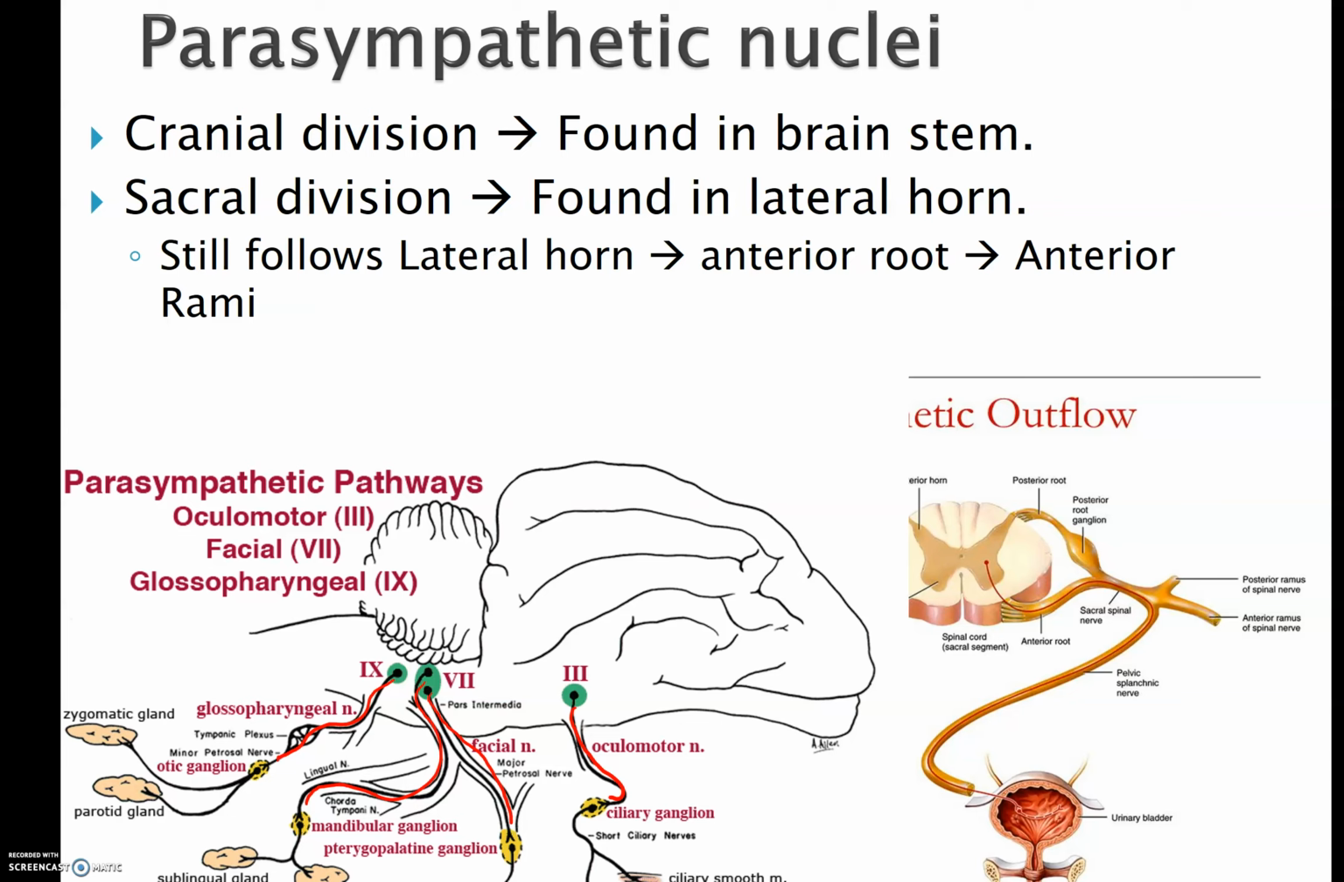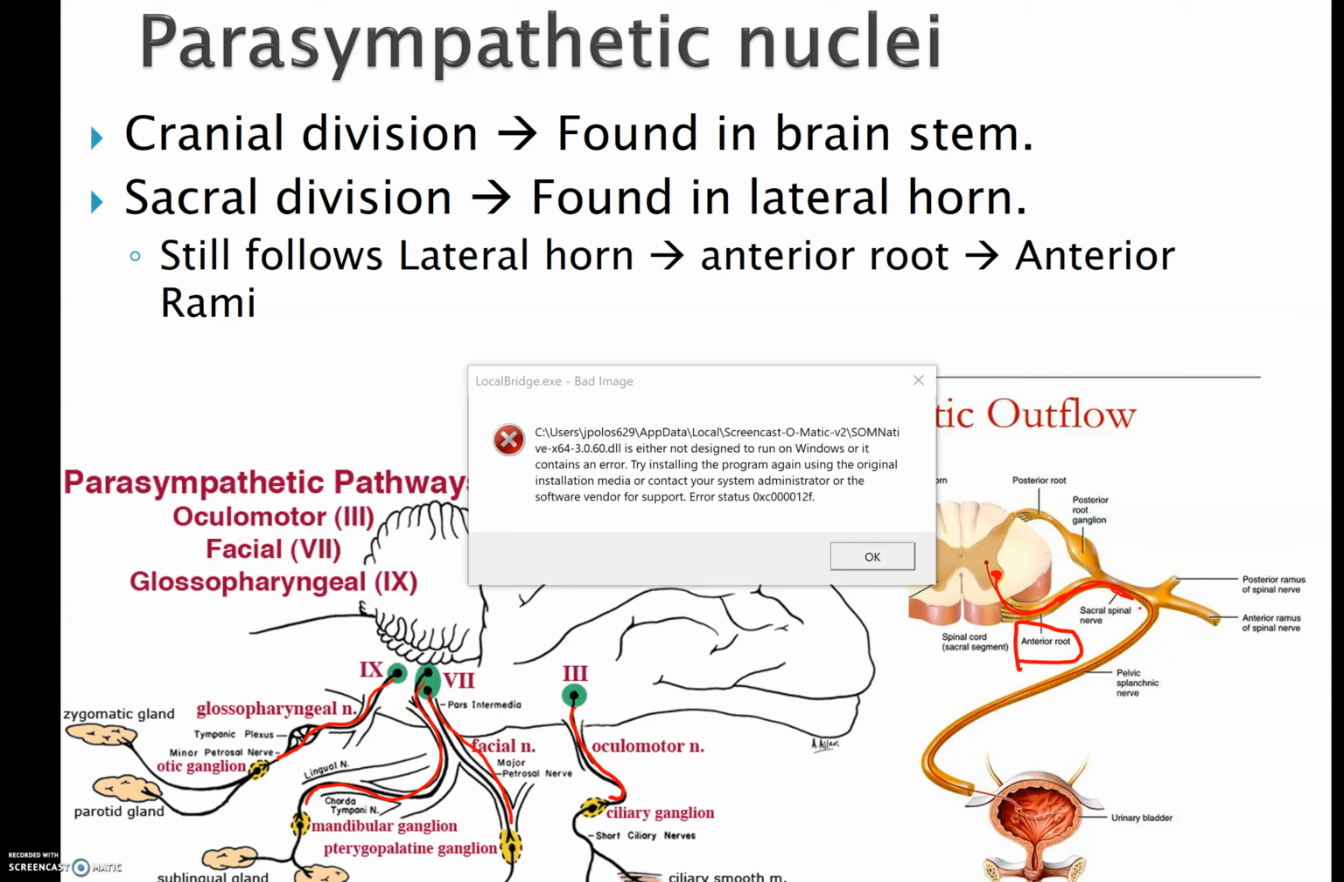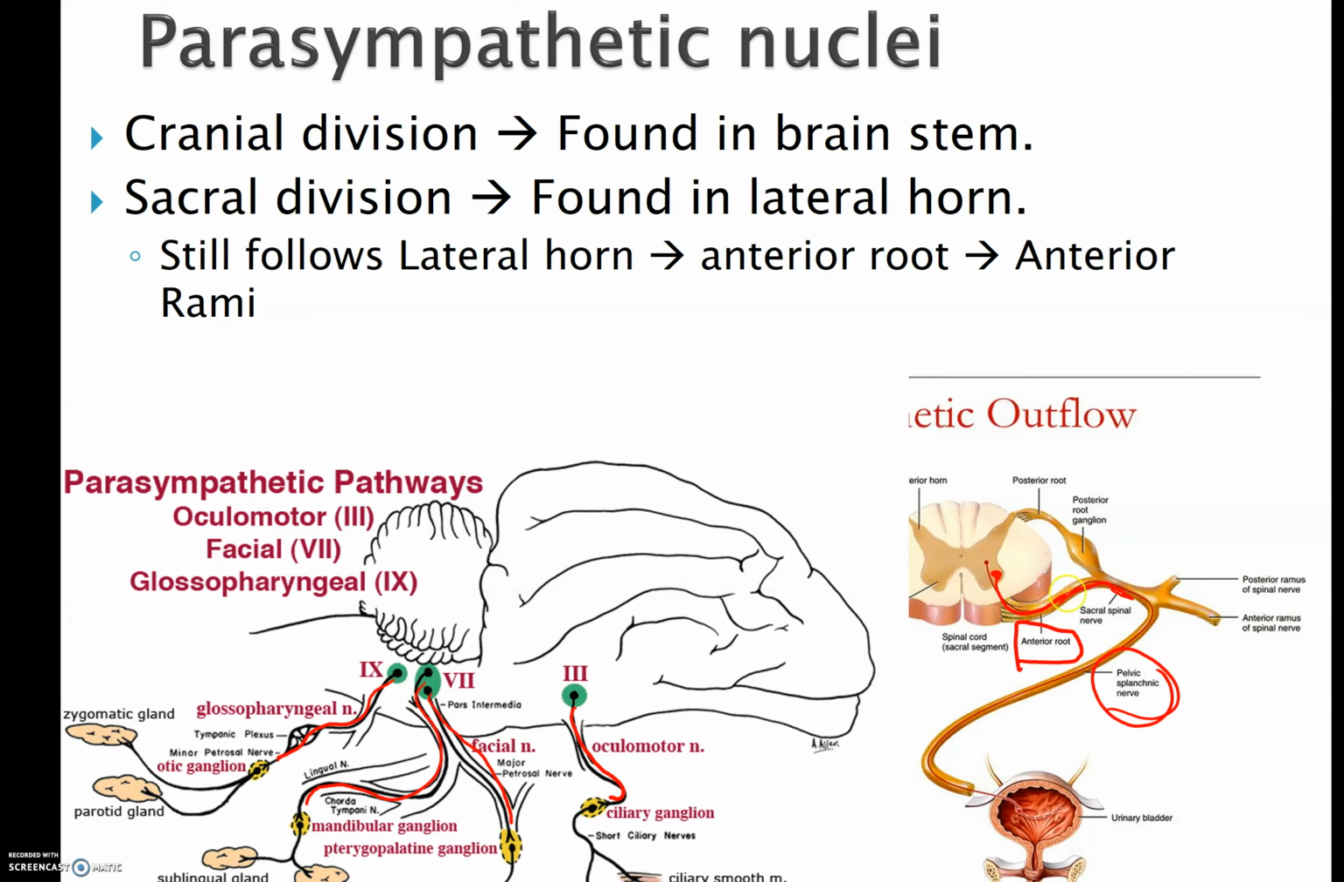Now, the sacral division, we're going to leave from our lateral horn again, and that's going to go to this root. What's this root called? Correct, anterior root. Then we are going to go to the anterior rami, and it's going to branch. Now, the nerve's going to branch, and you're going to go to this plexus in the pelvic region. We're not going to go into detail about that.